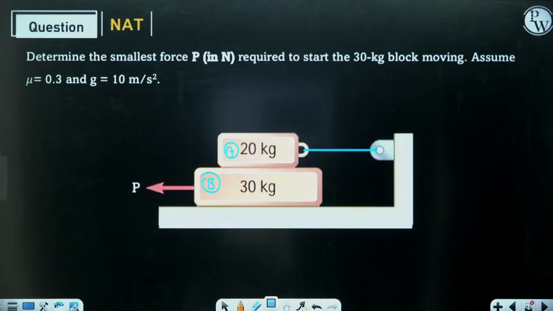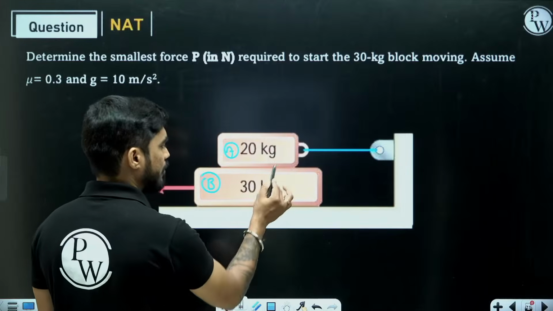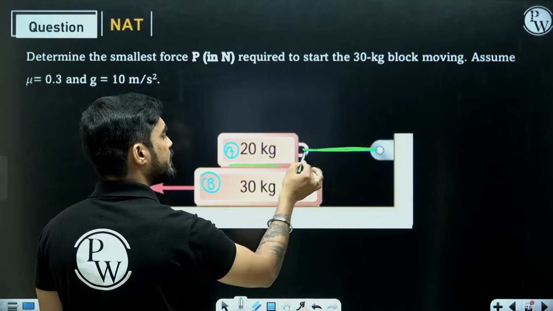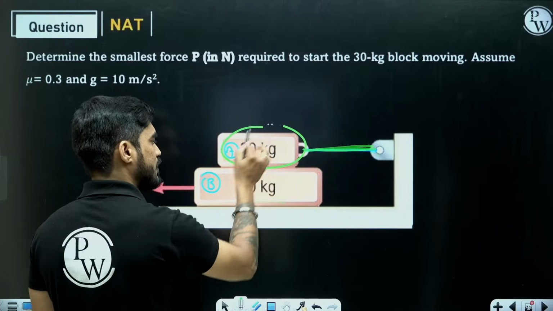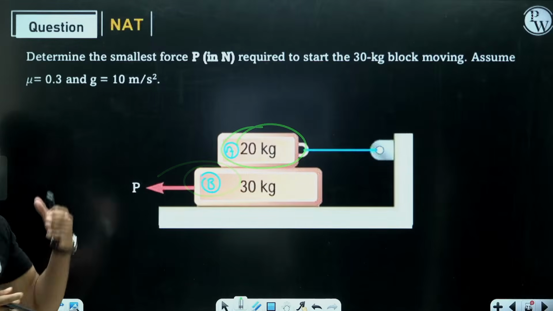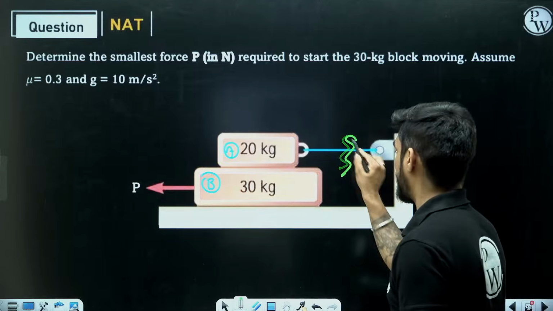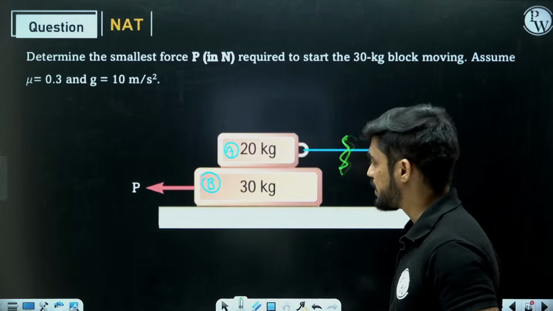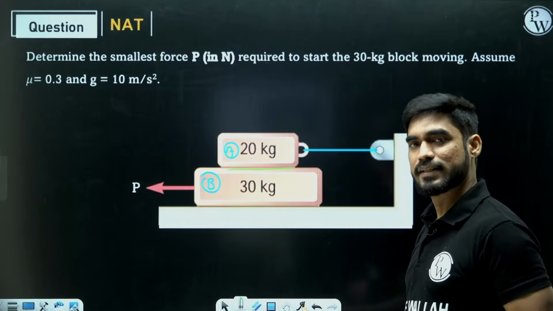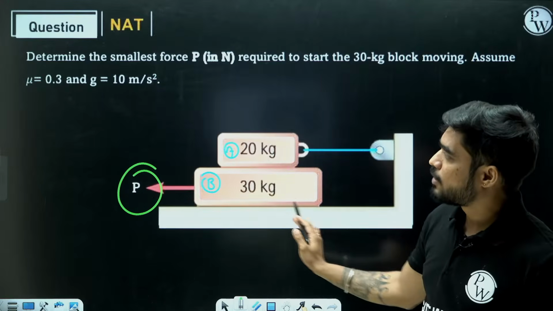So in this case, you don't need to consider both cases, case number 1 and case number 2. No, because here they have tied this, so this block is not going to move. Only this block can move. So here there are no two cases. But what if this was not there? Then here also you will use two cases. Here also you will see both cases, and you will find the value of P. The minimum of that will be the force required to move this.